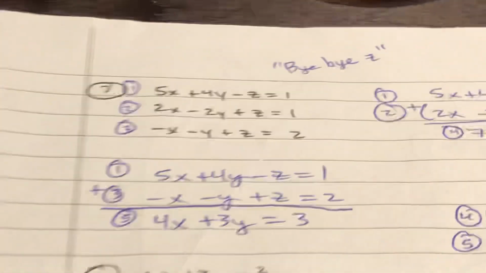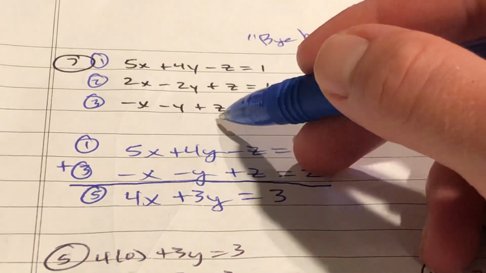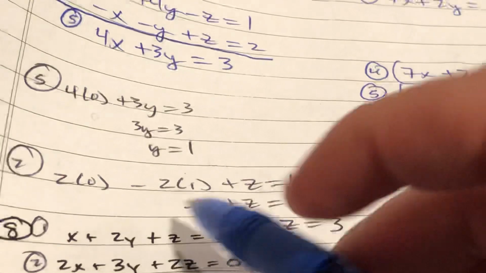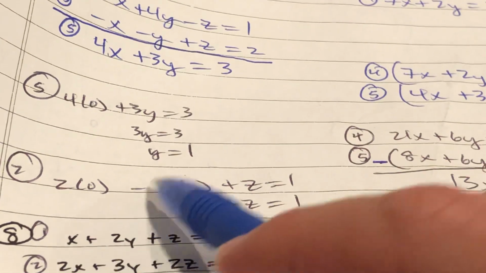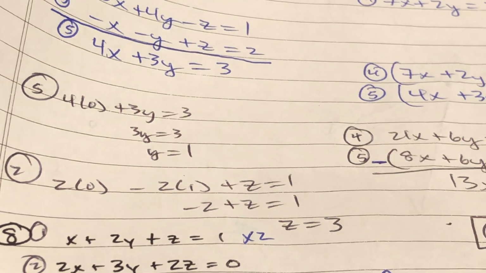I go back to one of the originals. I chose to use equation 2. For whatever reason, you can use equation 3 too. It's just as easy. I used equation 2: 2 times x minus 2 times y plus z is 1. Z is 3. I get an answer of 0, 1, and 3.